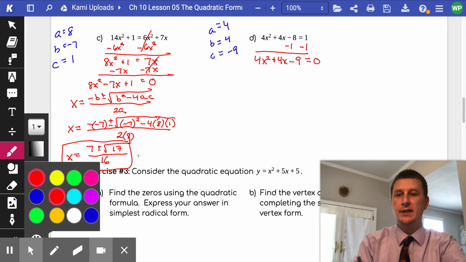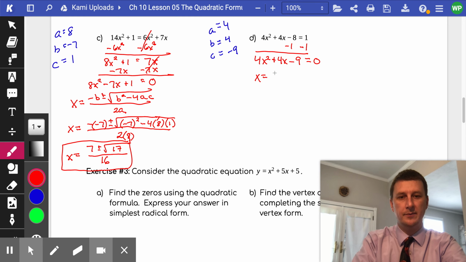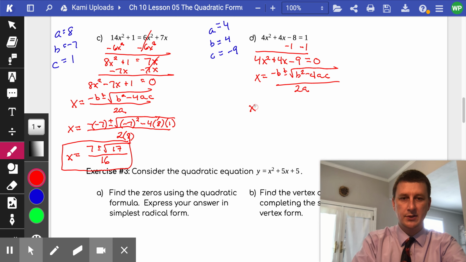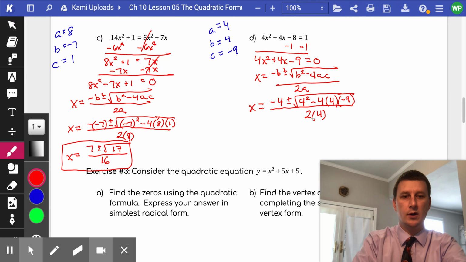After you have your a, b, and c value, let's write out that quadratic formula. x is equal to negative b plus or minus the square root of b squared minus 4ac all over 2 times a. Substitution time. So I'm going to have negative b, which is 4, so negative 4, plus or minus the square root of 4 squared minus 4 times a, which is 4, times c, which is negative 9, all over 2 times a, which is 4. Lots of 4's here.